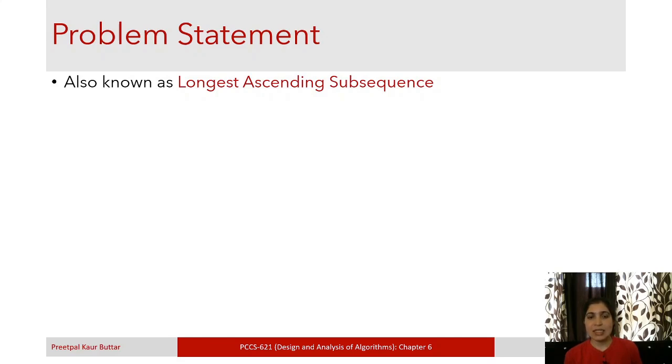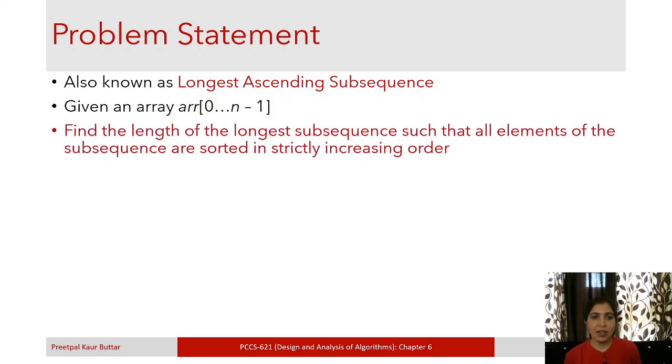This longest increasing subsequence problem, which is also known as longest ascending subsequence problem, is such that you are given an array of n elements and you have to find the length of the longest subsequence such that all the elements of the subsequence are sorted in strictly increasing order.